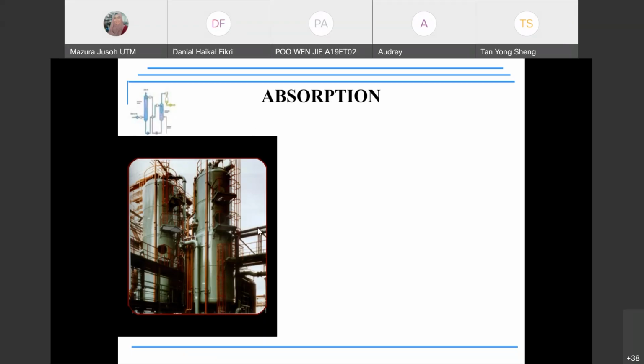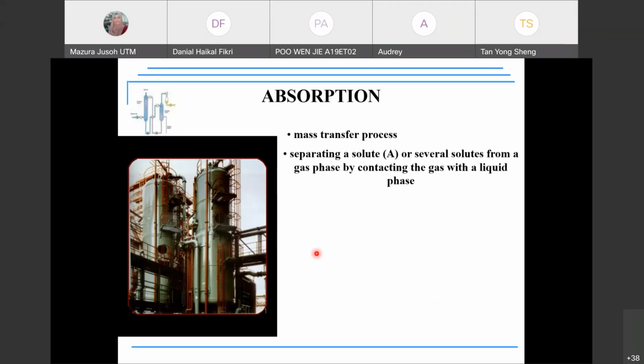If you look here on the left, this is how an absorption column, or two absorption columns in this case, look in the processing plant. So what is it that it does actually? Okay, so in absorption, it's actually involving a mass transfer process.